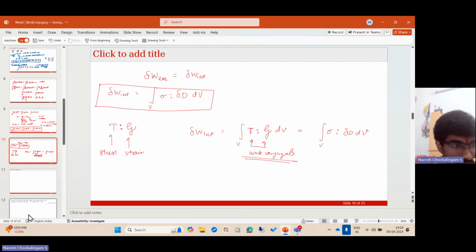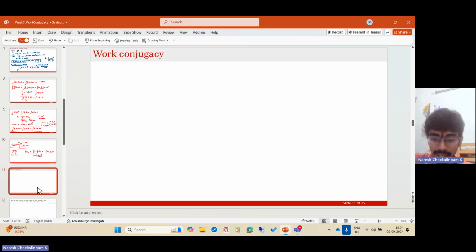Now let us look at some of the work conjugate quantities. We already saw that the Cauchy stress is work conjugate to the rate of deformation tensor. So this one defines a valid internal virtual work done. Therefore, one work conjugate pair is sigma and d. So this is a work conjugate pair.